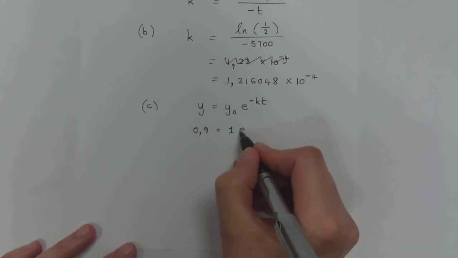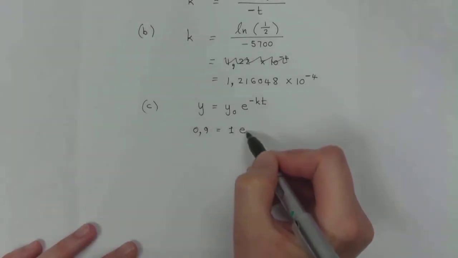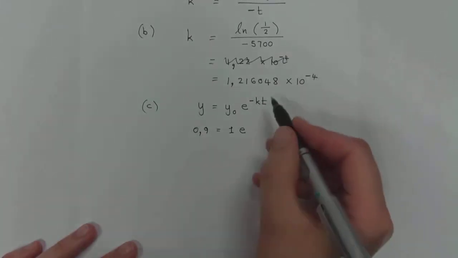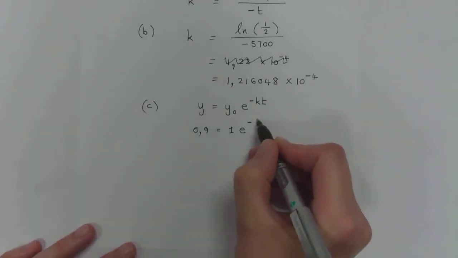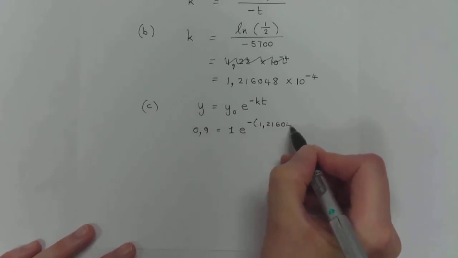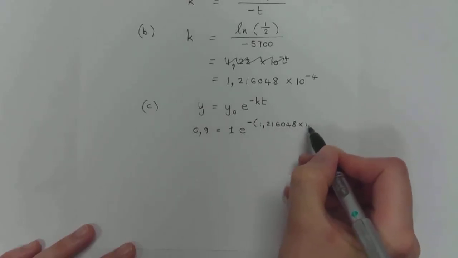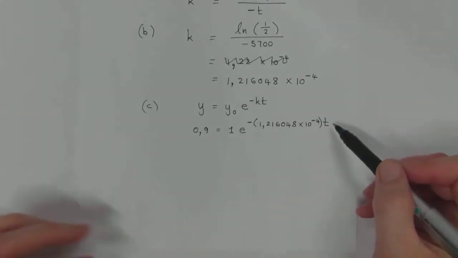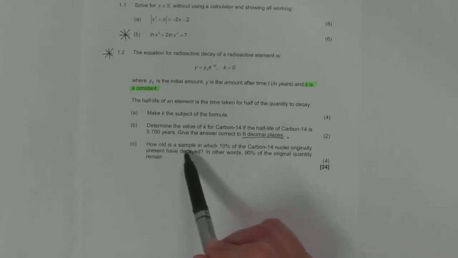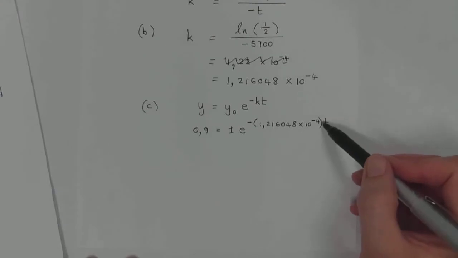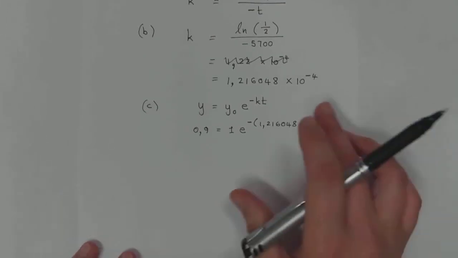And then I'm going to say it's e to the power of minus k. And now please note, we've got the value of k there. So I know it's pretty awkward to write it in there, but we're going to have to just say it's 1,216,048 times 10 to the power of negative 4. And there's t. Because the question they ask now is, how old is the sample? So I'm trying to solve for t. And if I'm trying to solve for t, that's now what's left in the equation. That's what I need to solve.